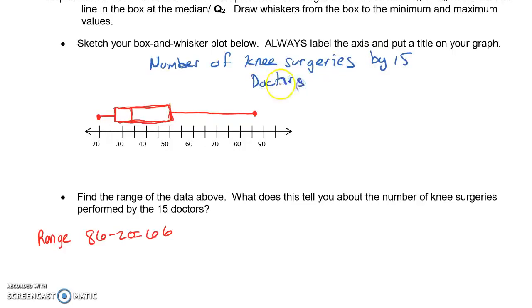You want it to be a fairly specific name for your title or for your graph. The range being 66 means that this is a very spread out data set, because there is a difference of 66 surgeries between the doctor who did the least and the doctor who did the most.